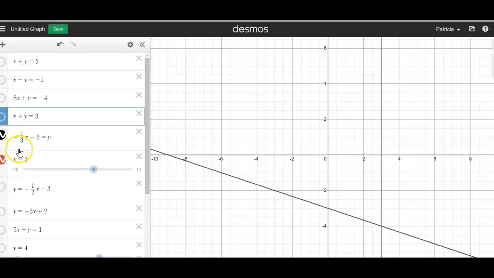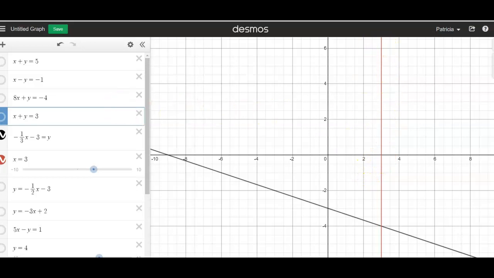Now, I want you to notice negative 1/3 x minus 3 equals y is right here. That is in slope-intercept form, just with the y on the other side. So the slope is negative 1/3, and indeed it goes down to the right. That makes sense. x equals 3. You read that as x is always 3. That is a vertical line.